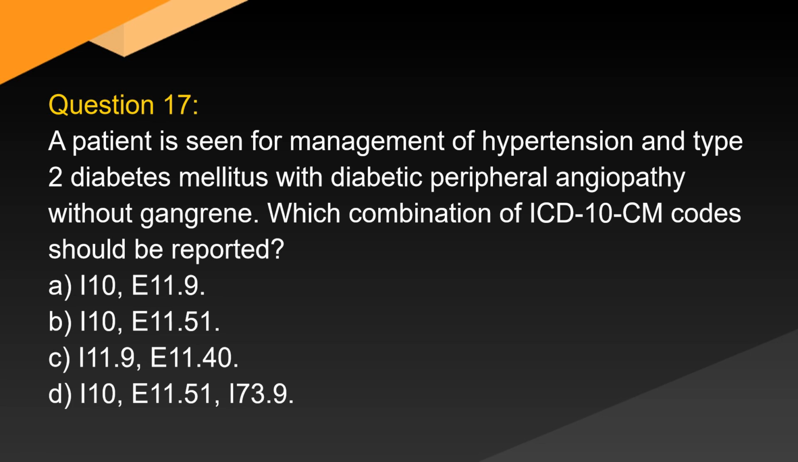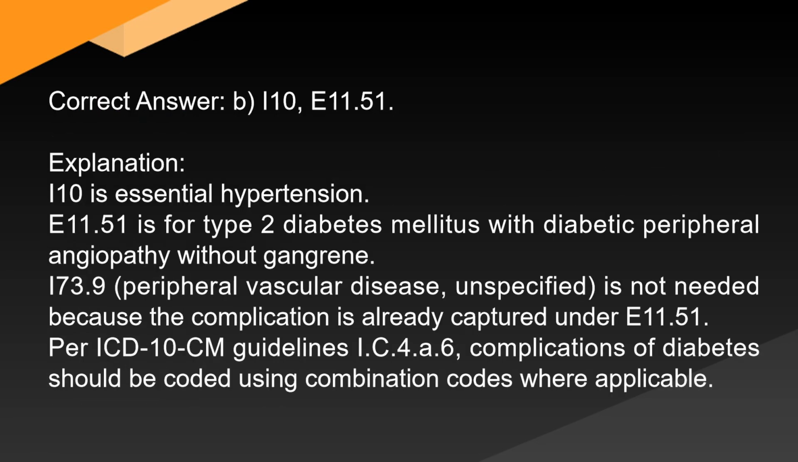Question 17. A patient is seen for management of hypertension and type 2 diabetes mellitus with diabetic peripheral angiopathy without gangrene. Which combination of ICD-10-CM codes should be reported? A. I10, E11.9. B. I10, E11.51. C. I11.9, E11.40. D. I10, E11.51, I73.9. Correct answer: B. I10, E11.51.